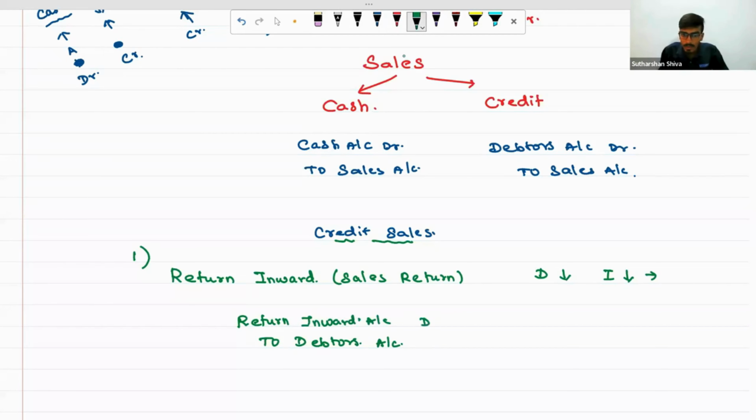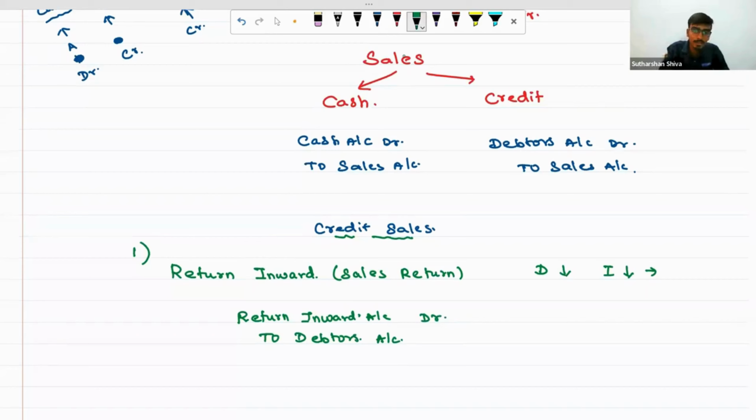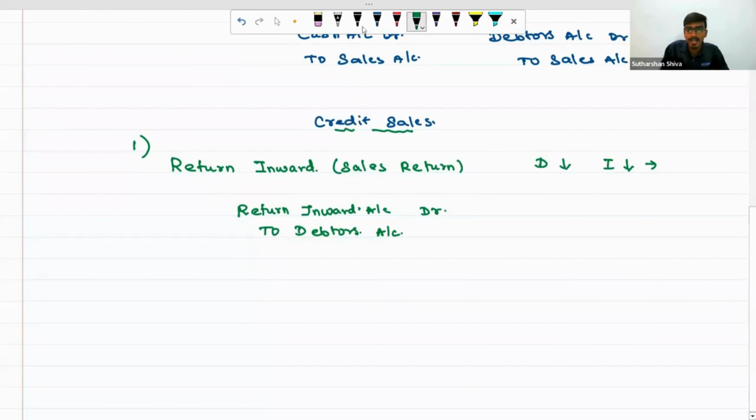Return inward account debit to debtors account is my first transaction. And then there can also be a possibility that it can become a bad debt. The amount which I need to receive, there can be a possibility. Sales return can also be done. Bad debts can also be done. Any probabilities and permutation combination will be acceptable.